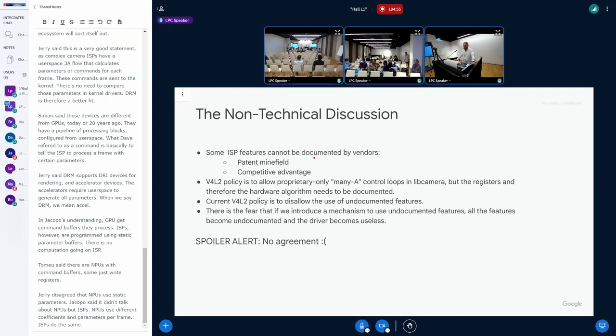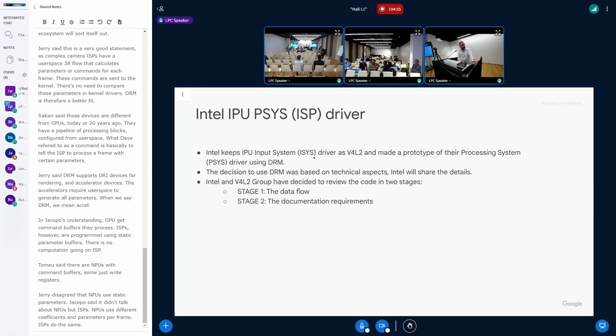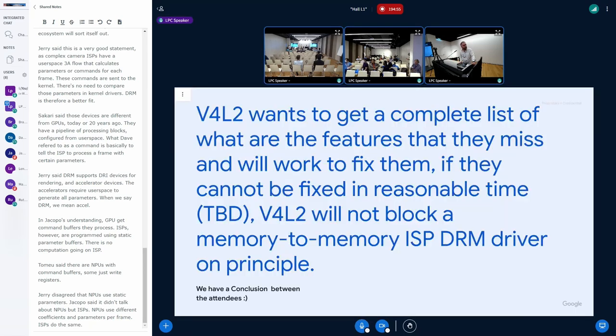Secondly, you had the blue slide that discussed the use of DRM in case Video for Linux can't evolve in the direction that better supports ISPs. I guess there was rough agreement on that. Yeah, I think that's what we agree on. The blue slide, I think we agree on. Okay. Yeah, that is fine.